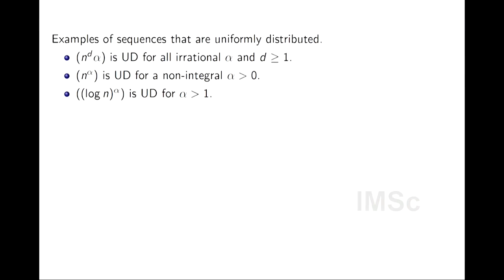And these are examples of sequences which are uniformly distributed. The first example is n times alpha, which is uniformly distributed if alpha is irrational, and n to the power alpha is also uniformly distributed if alpha is not an integer. So you can think of n square root of 2, or even square root of n. That's uniformly distributed. In all cases we are looking only at the fractional part, because this might go beyond 1, so you are going to look at the fractional part. And another example is (log n) to the power alpha.